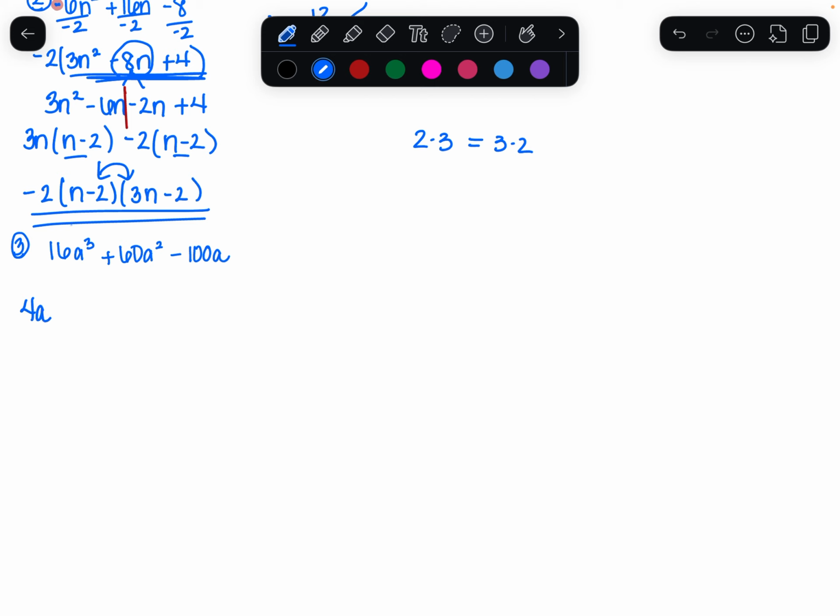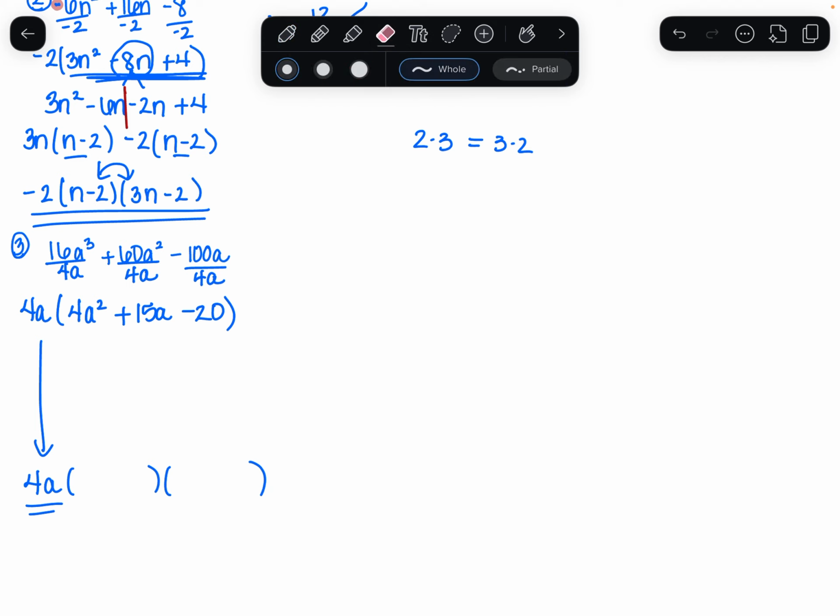So when we factor out a 4a from the very beginning, you can divide each term by 4a. So you'd have 4a squared. This is going to be plus 15a, and then divide this by 4a. This is going to be minus 20. I'm going to put the 4a on the bottom. I actually am pretty notorious for forgetting the greatest common factor. So this is something that I do so that I remember to put it in my final answer. Because if it's missing from your final answer, it's not right.